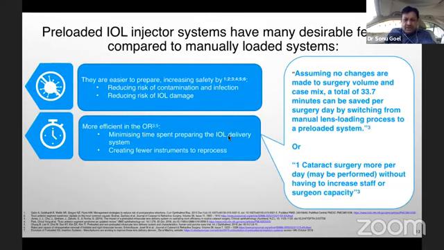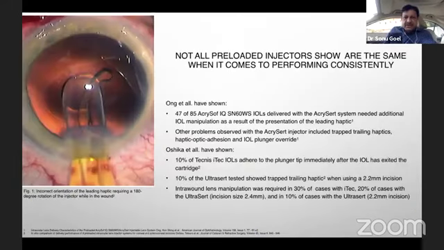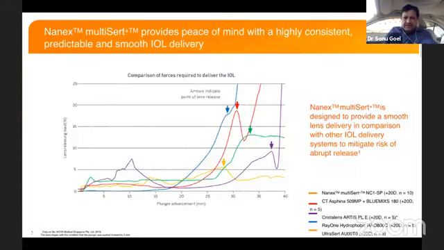More efficient in the OR. It basically boils down to minimizing time spent preparing the IOL delivery system and creating fewer instruments to reprocess. Ultimately the volume can be enhanced, saving time, and increasing predictability and consistency of the IOL delivery, thereby giving patients consistent results. But not all preloaded injectors are the same when it comes to performing consistently. A lot of studies have compared competitive products in the market and found them to be inconsistent.